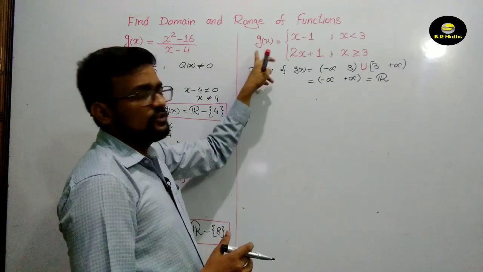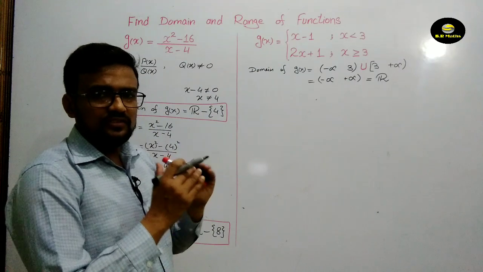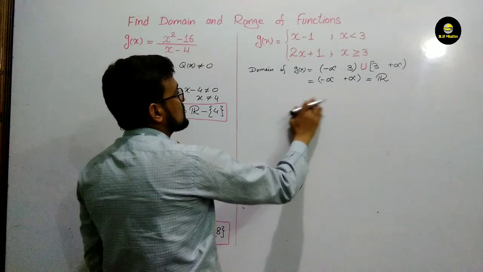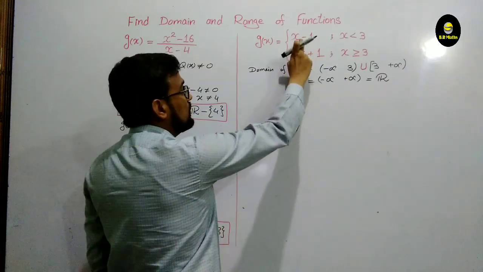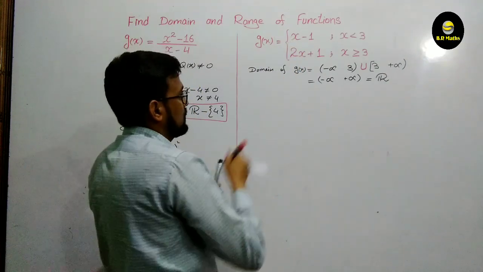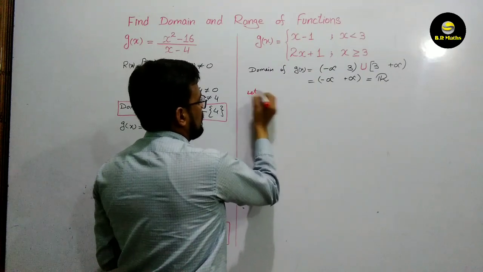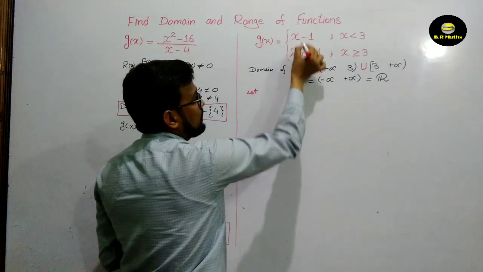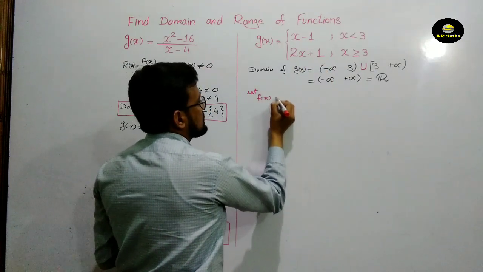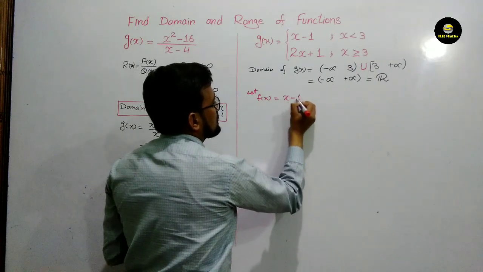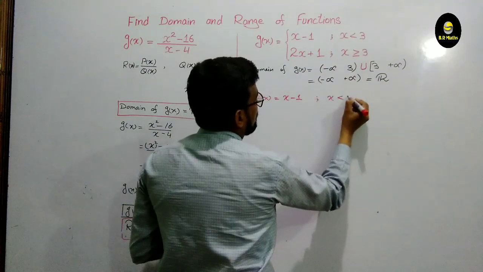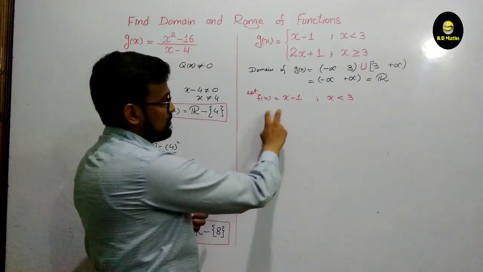What is the range of g of x? Okay, this is your final task, to find the range. So, let us suppose g of x depends on f of x and h of x. Okay. So, f of x equals x minus 1, and the domain of this function is this. So, student, calculate the range.